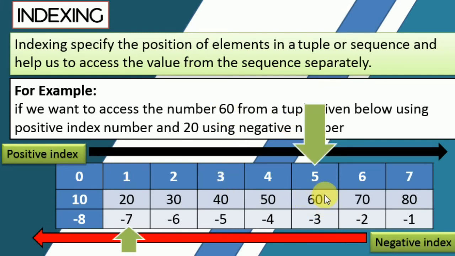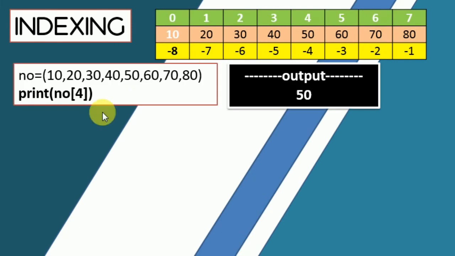Access this 60 with the positive number. You know that the positive index of 60 is 5. The negative is going to be -7. So when we write these two lines, we will access these numbers that are given here. I'm going to show you that also. These are the numbers. This is the first one.